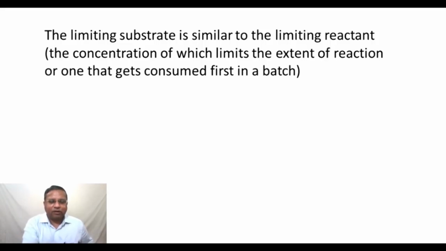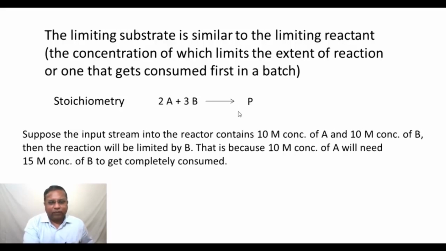Let us see an example to understand this a little better. Let us consider the following stoichiometry: 2A plus 3B gives you P. In other words, 2 moles of A need 3 moles of B to react completely to give you 1 mole of P. Suppose the input stream to the reactor, in a continuous process, contains 10 molar concentration of A and 10 molar concentration of B. Molar is nothing but moles per liter. This is the concentration of A, concentration of B.